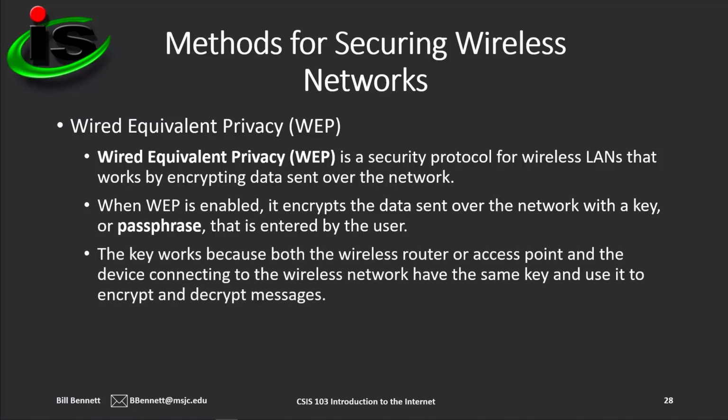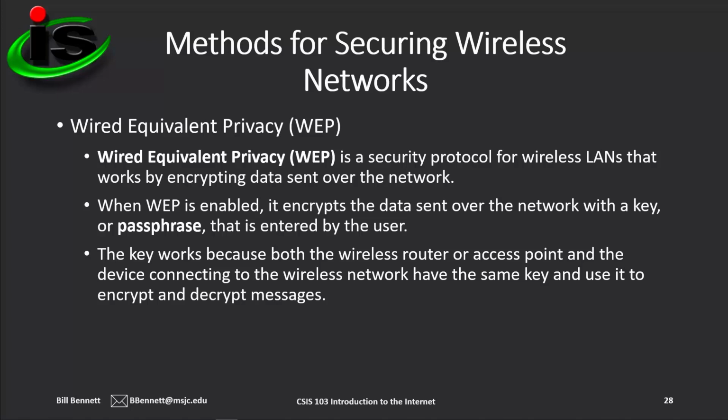These settings, 64-bit key or 128-bit key, are standards used in the electronic commerce industry to represent the security level of the key. The key works because both the wireless router or access point and the device connecting to the wireless network have the same key and use it to encrypt and decrypt messages. The encryption slows down the network somewhat because of the time it takes to encrypt and decrypt the messages. The level of encryption provided by the key depends on the key's length. A 128-bit key is more secure than a 64-bit key because it's longer and contains more characters.